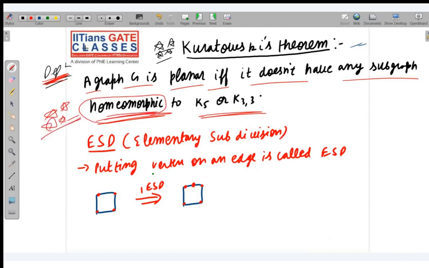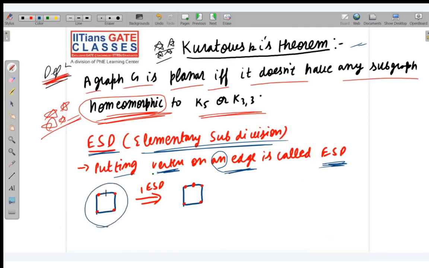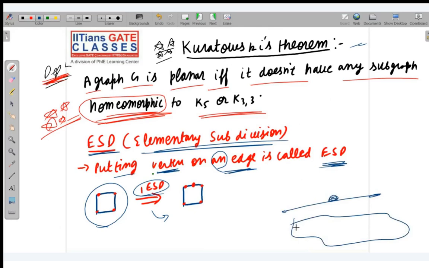Before studying homeomorphic, we have to study some basic terminology. ESD is elementary subdivision. Putting a vertex on a single edge is called elementary subdivision. For example, this is a graph, and on this edge you have introduced a vertex, so it is one elementary subdivision. For example, some graph is there, and this is an edge. Now you put one vertex here, that is elementary subdivision. That means you have subdivided. Why am I calling it elementary subdivision? Because you have divided this edge into two parts. This is one edge, this is one edge. So this is one elementary subdivision, on a single edge. Take a snapshot, I will jump to the next slide.